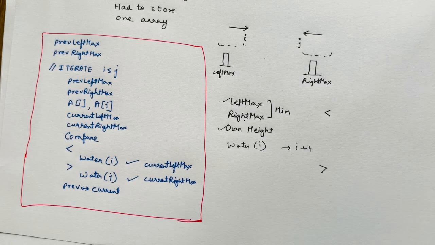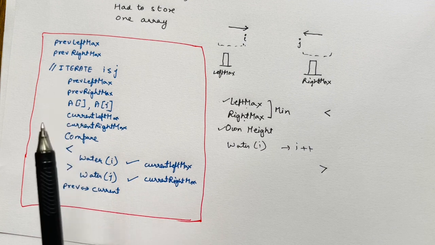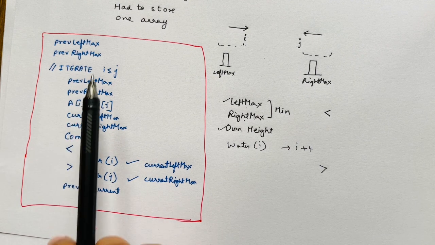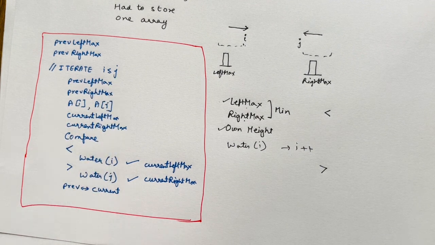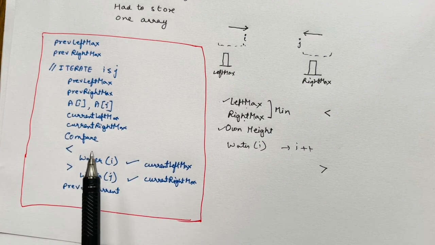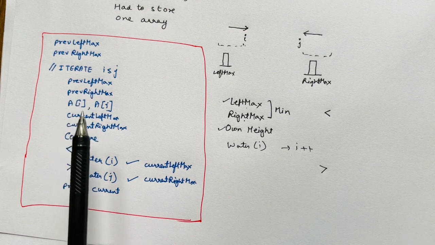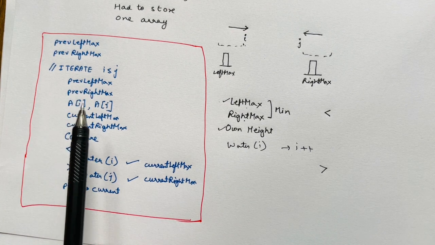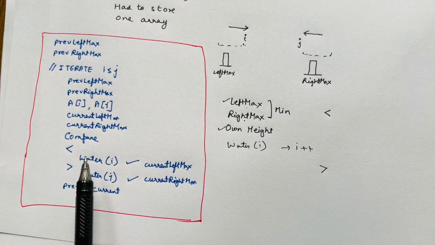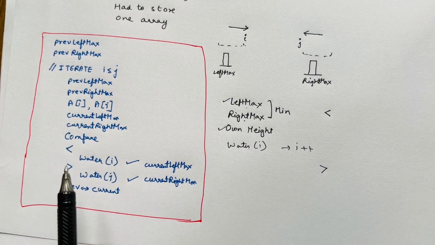So what will our approach for the extension problem look like? We will have two previous variables, one for left max and one for right max. We will also have two pointers i and j, one to iterate from left to right and one to iterate from right to left. Now in every iteration we have the previous left max, previous right max, and we have our A[i] and A[j]. Using that we can calculate the current left max and current right max.